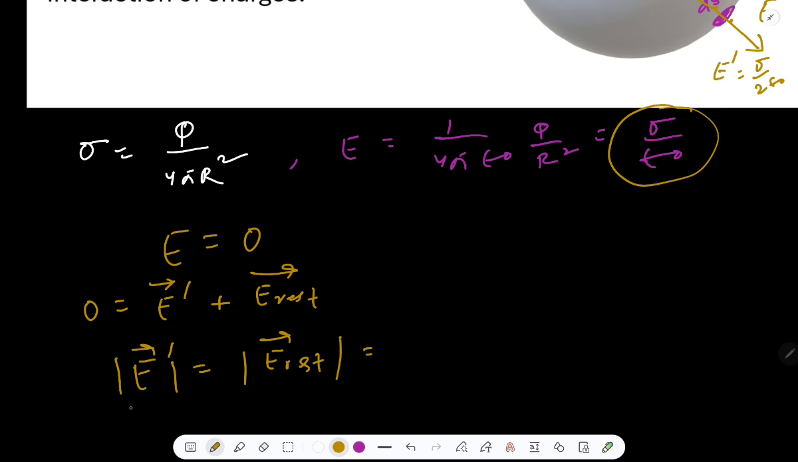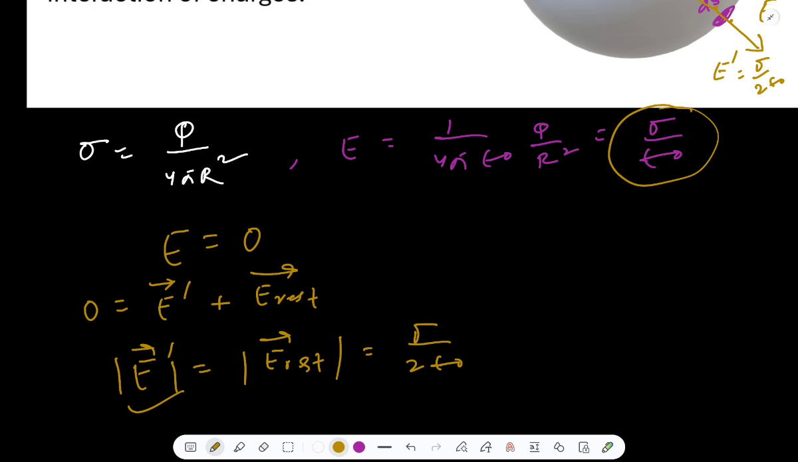Their value is of course going to be the electric field produced by the patch, and this is nothing but sigma by 2 epsilon naught. Yes, so the rest of the sphere and the patch itself both are producing the same electric field, but in opposite directions at a point inside the sphere, near the patch of course.